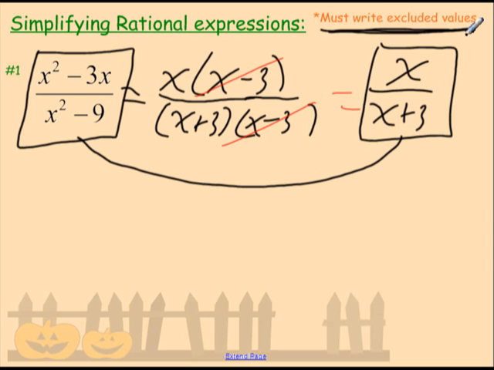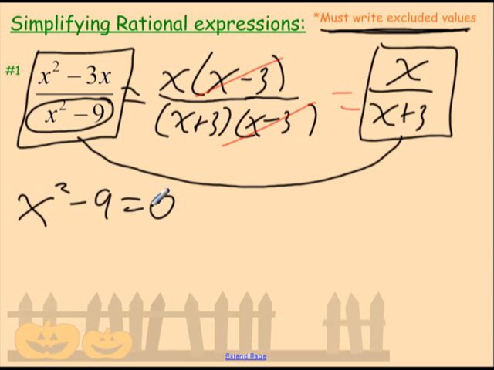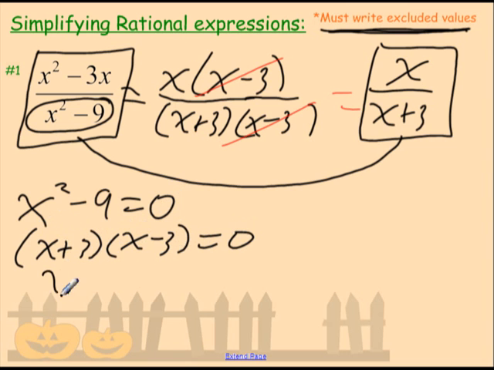So the excluded values are the values that make any denominator 0. So I need to look here before any canceling happened. So what would make this denominator 0? Well, it would be the solutions to whatever would make that 0. And so you'd have to solve that quadratic, and you could solve it by adding the 9 and square rooting both sides, or you could factor the difference of squares and get that negative 3 and 3 both make that denominator 0, so they'd have to be excluded.